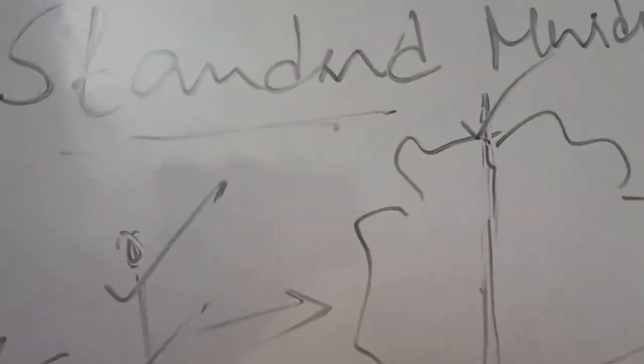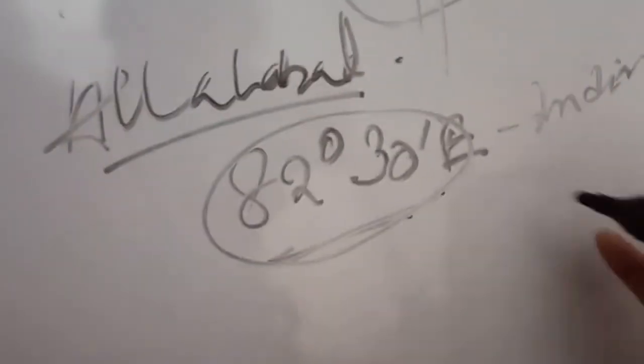For example, in India, our standard meridian passes through Allahabad, and the value of that standard meridian of India is 82 degree 30 minutes east. It is also known as the Indian Standard Time meridian, because based on this 82 degree 30 minutes east, the Indian time is calculated, so it is known as Indian Standard Time.